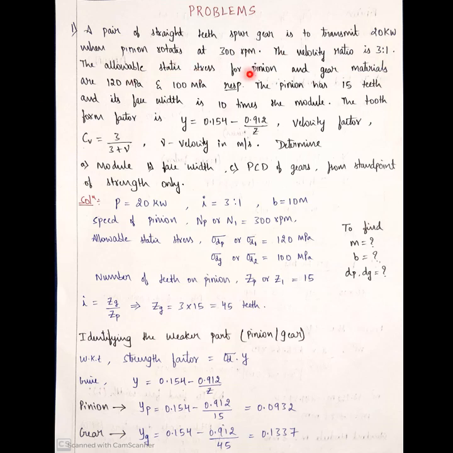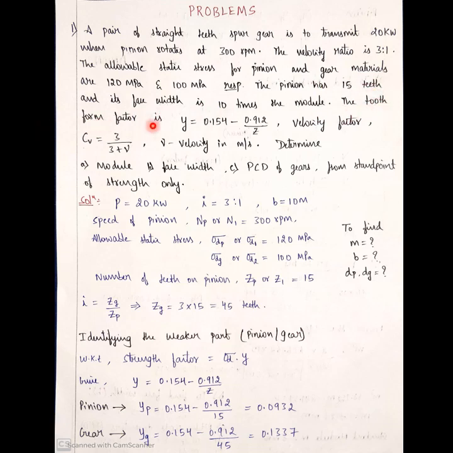The allowable static stress for pinion and gear materials are 120, 100. He has given the sigma d value for both pinion and gear. The pinion has 15 teeth and its face width is 10 times the module. Okay. So he has given the number of teeth in the pinion.